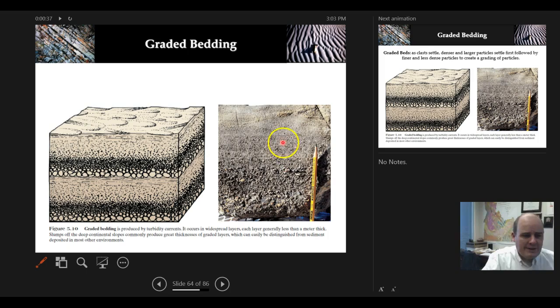The big stuff's going to fall down to the bottom. The fine stuff's going to fall down on top, as it slowly gets deposited. So in each of these flood deposits, you have coarse stuff on the bottom, fine stuff on the top.